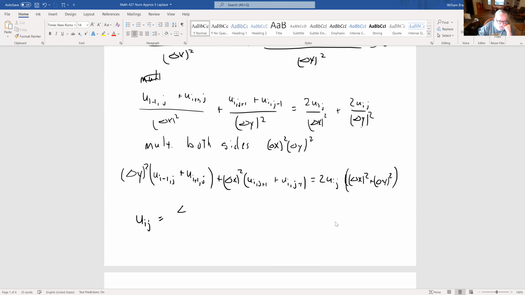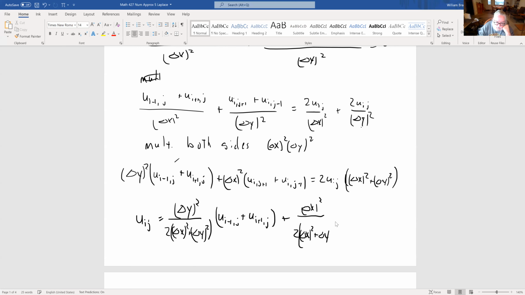Okay, so finally we get uij by dividing through. So we get delta y squared over 2 times the quantity delta x squared plus delta y squared, times this term, ui minus 1, comma j plus ui plus 1, comma j, plus delta x squared over 2 times the quantity delta x squared plus delta y squared, times this term, which is ui, j plus 1 plus ui, j minus 1.